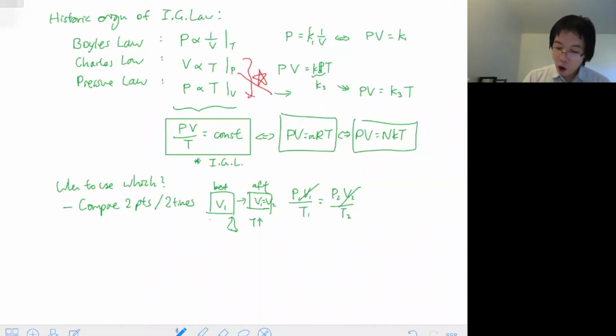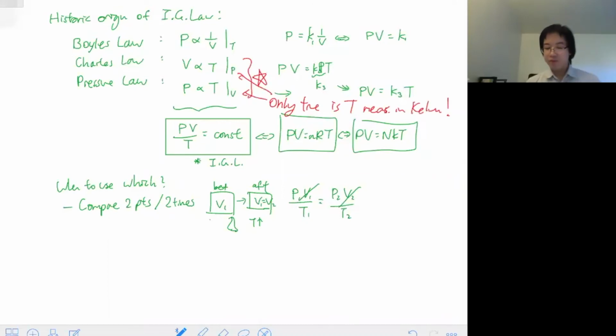These two are only true if temperature is measured in Kelvin. Okay.